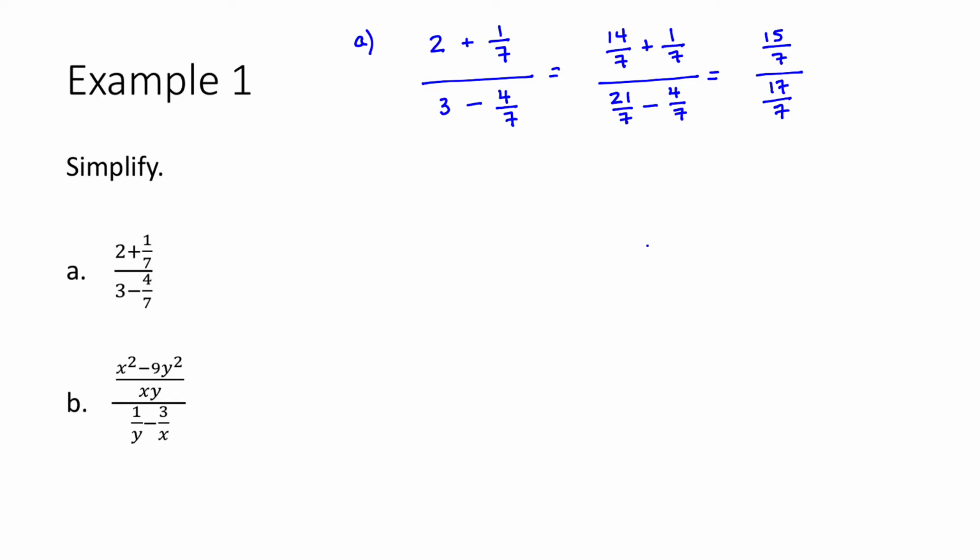So now I'm ready to rewrite this as 15 over 7 divided by 17 over 7, and that is 15 over 7 times 7 over 17. I can cancel the 7s, and I have 15 over 17, and that's my final answer.